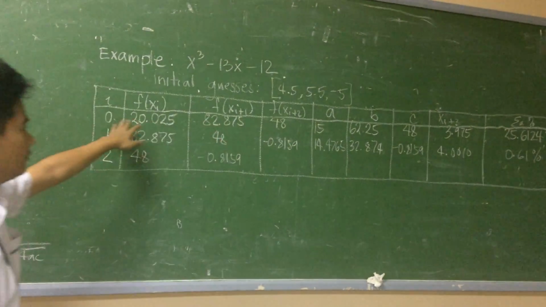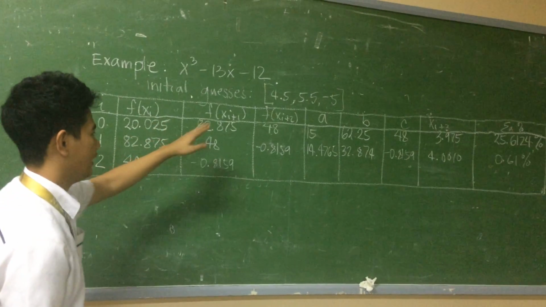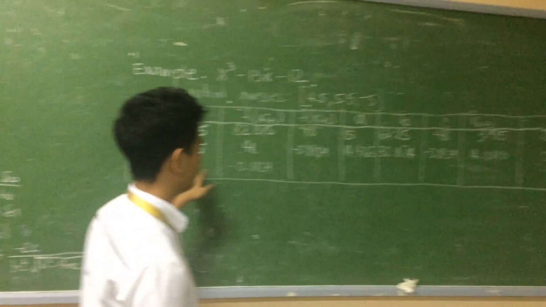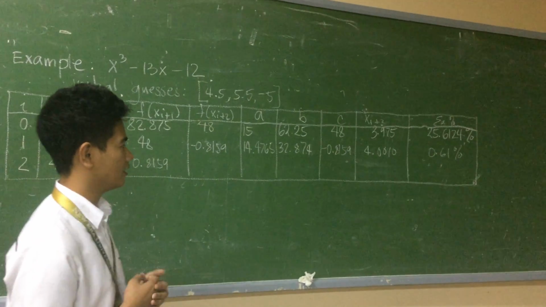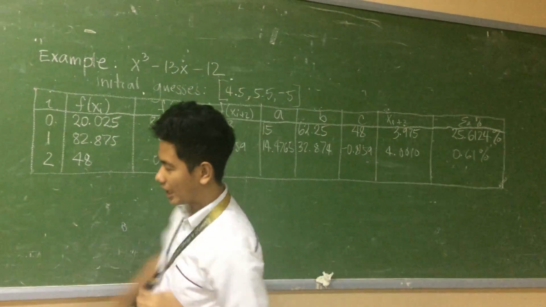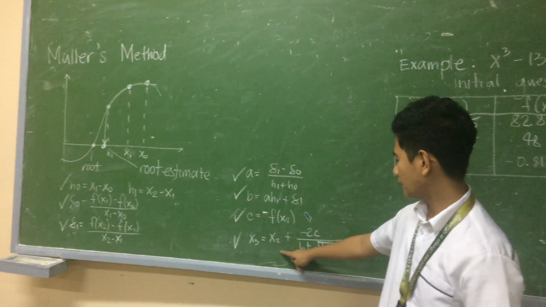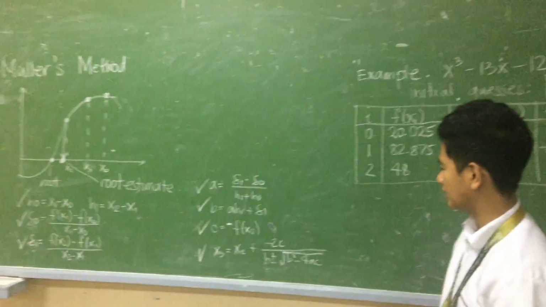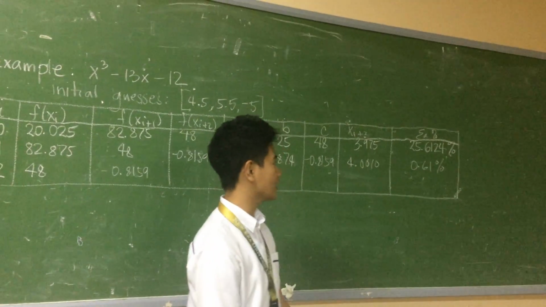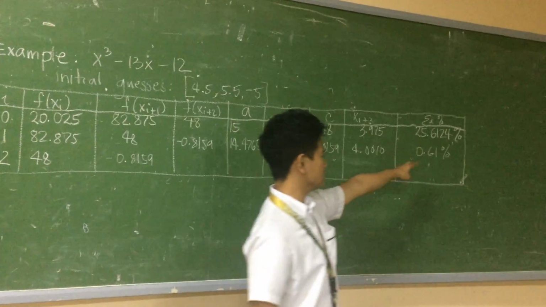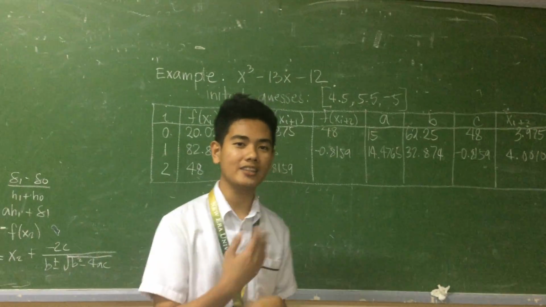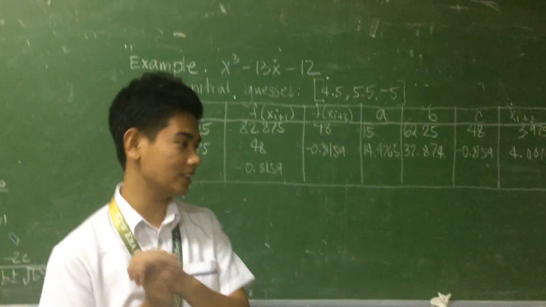With these values, we can get our a, b, c by the formula we derived a while ago. And then the approximated x will be 3.975 using the formula x_2 plus negative 2c over b plus or minus the square root of b squared minus 4ac. And we are going to find the relative error. The relative error is 25.6124.